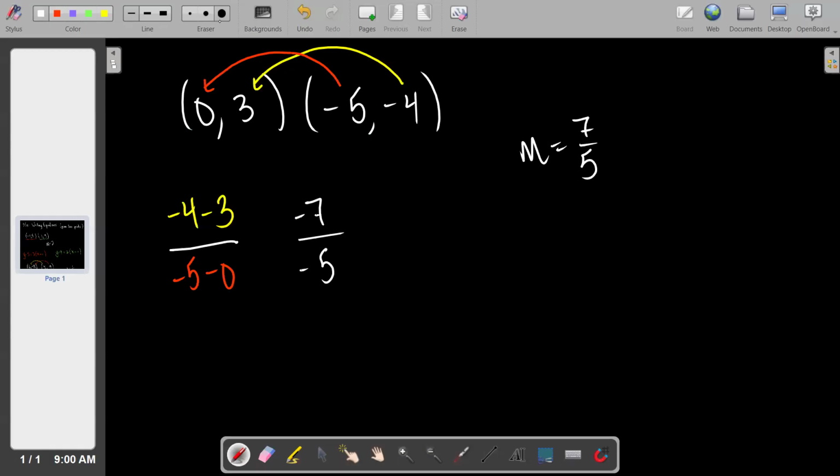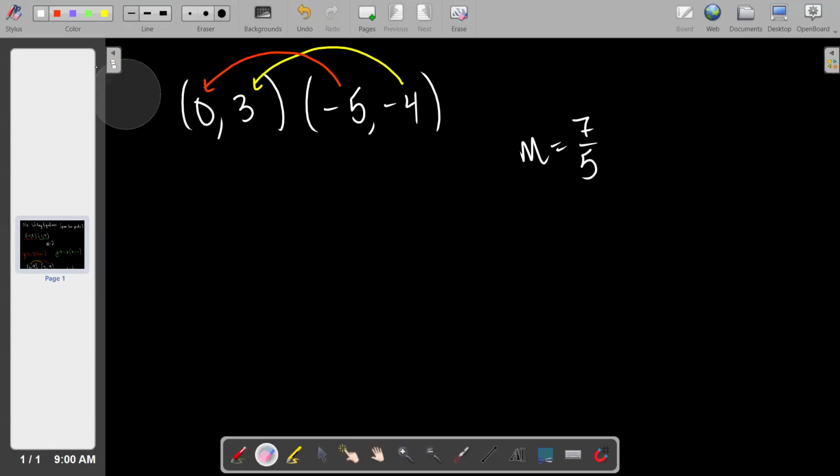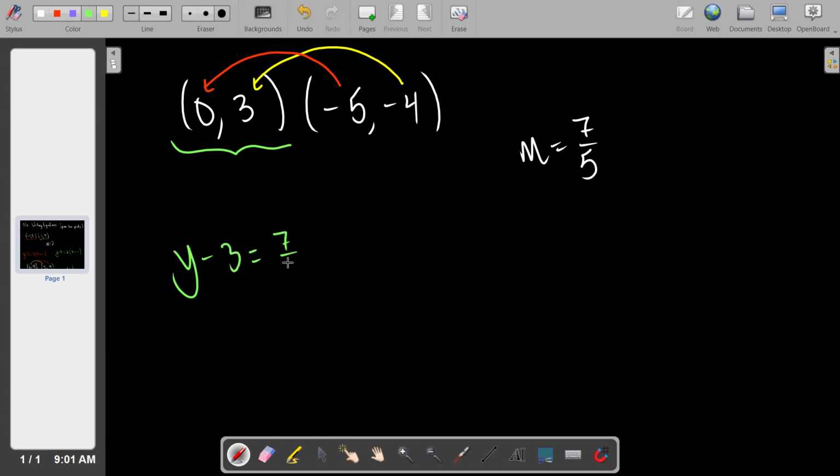Seth, which point do you like better? Great. Okay, I agree with you on that one. I like this one too. I kind of was hoping you'd say that. So we're going to go with the first point, and it's just going to say y minus 3 equals 7/5 of x minus 0. Done. Right? And Reese's answer looks totally different if he picks the second point. We get that.